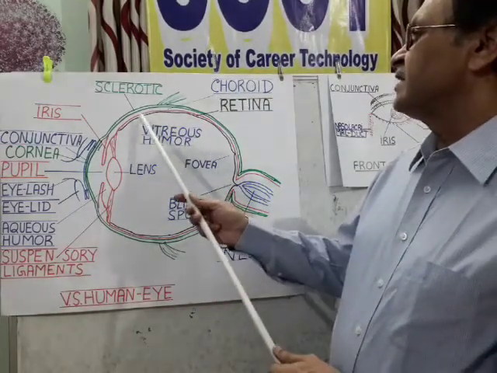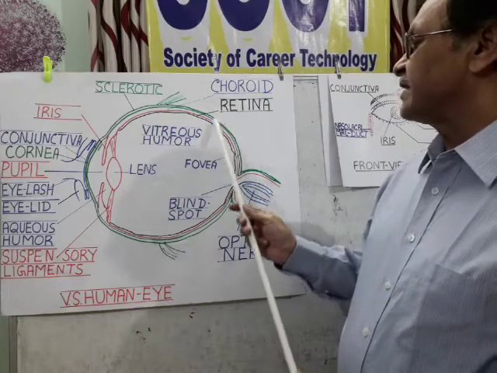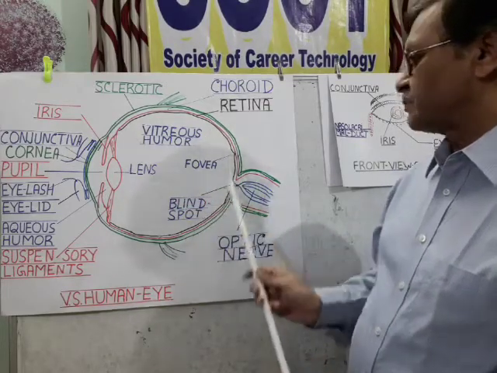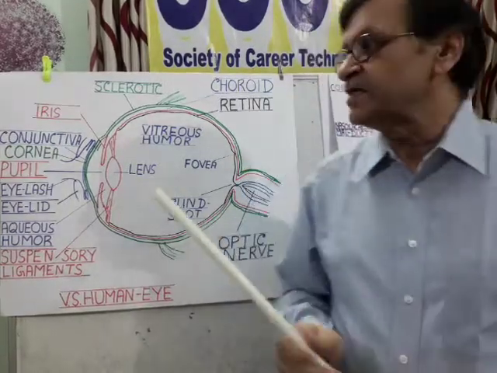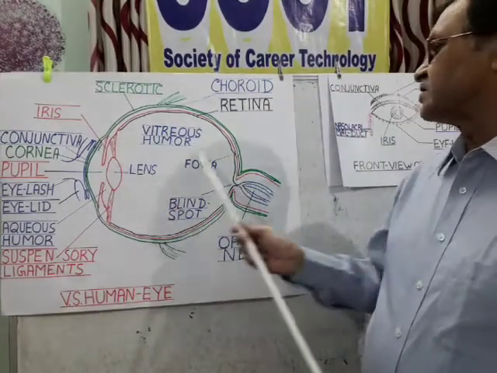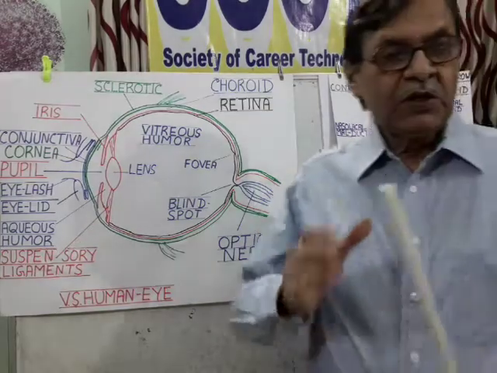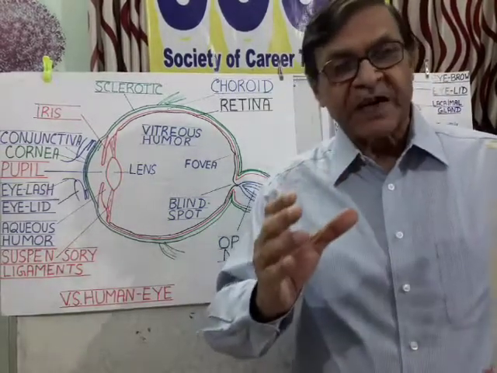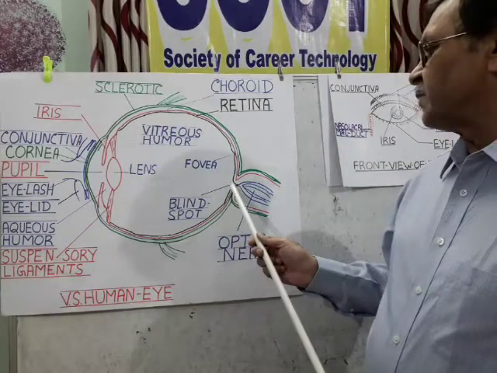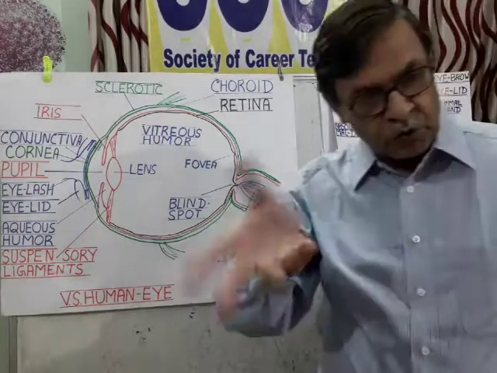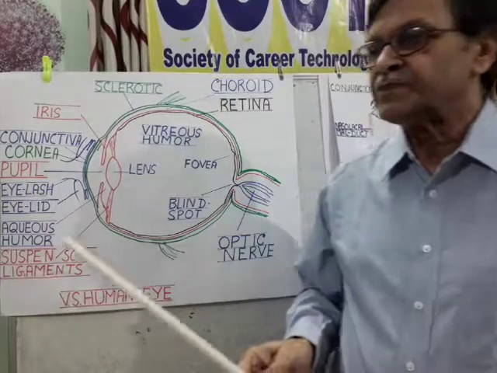Then the innermost layer is the retina, starting from here to here, and there are two specific areas in it. One, the fovea, just in front of this, which is the most sensitive part for vision, and just below that we have a blind spot where no image formation takes place.